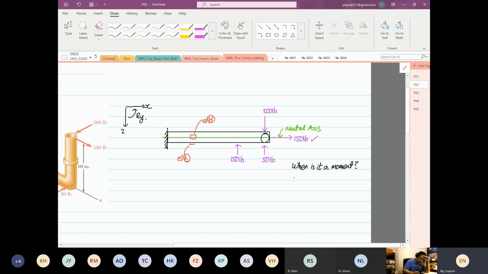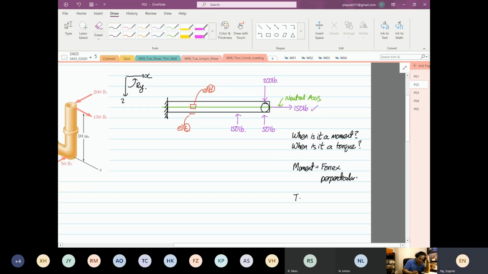Right? And when is it a torque? So we know that moment is equal to force multiplied by perpendicular distance. We know that. Whereas the torque is equal to force times radius. You see the difference, right? Once is a perpendicular distance, once is a radius.